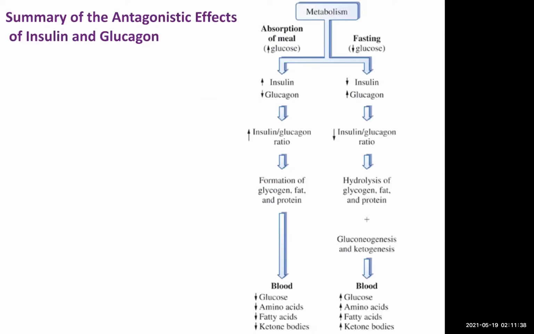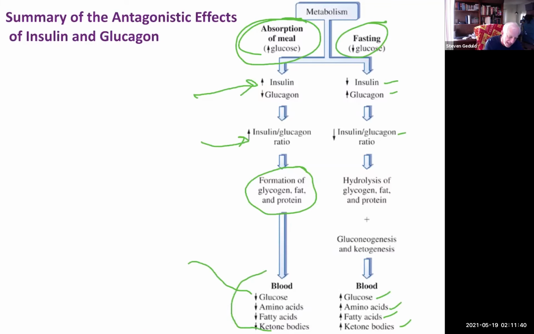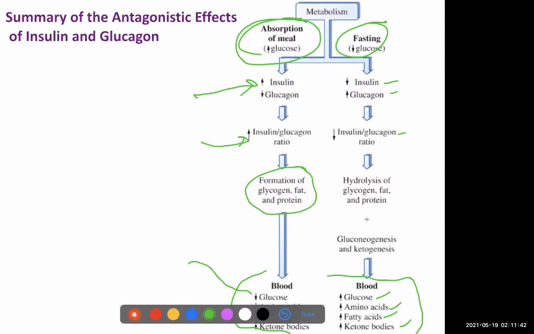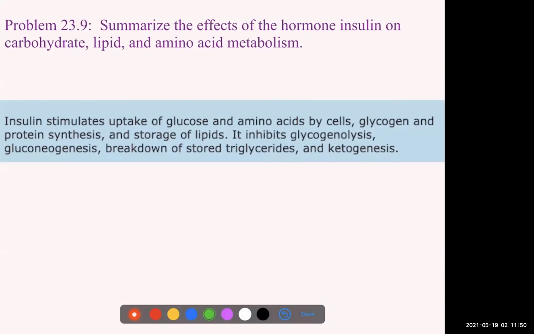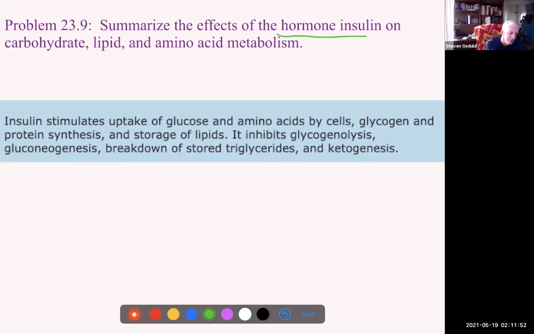Yep. All right. But just notice that these are the exact opposite controls between insulin and glucagon. So, summarize the effect of the hormone insulin on carbohydrates, lipids, amino acids, and metabolism. So insulin stimulates the uptake of glucose. When you eat a meal, you get glucose broken down from carbohydrates, and insulin takes that and gets it out of the bloodstream into the cells.